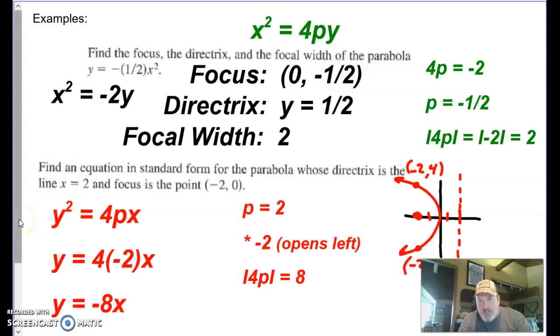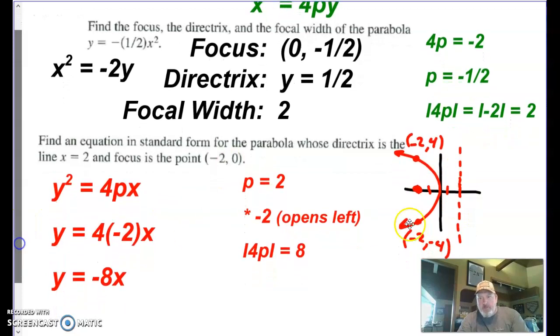All right, second example here. Find an equation in standard form. The directrix is the line x equals 2. The focus is at -2, 0. So the directrix is right here. Let me just slide this down a tad. The directrix is right here at x equals 2, which means the focus has to be the same amount of units, 2 units in the other direction, right there at -2, 0.